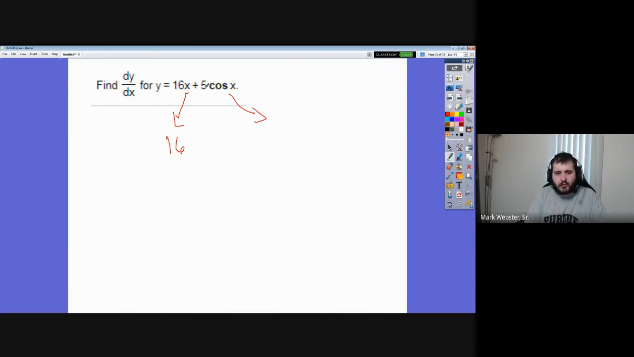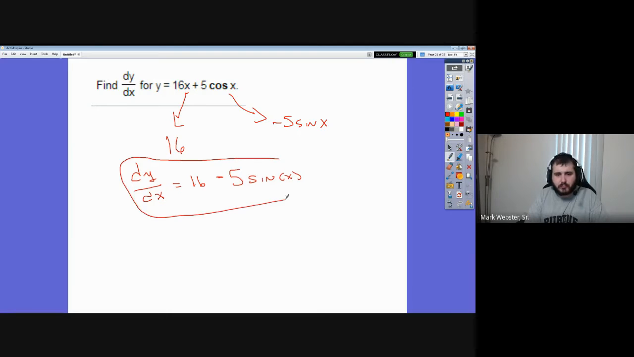Now we're going to do the second part. The derivative of cosine is negative sine. So the derivative of 5 cosine is negative 5 sine, right? And so now we're just going to combine our like terms and be done. So our derivative, dy dx, is 16 plus, and that's a minus, so that takes over, 5 sine x. And that's the end of my problem.